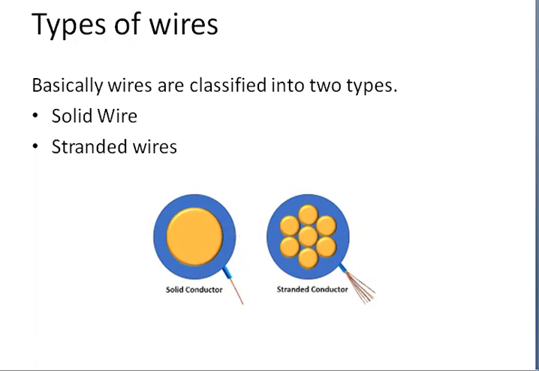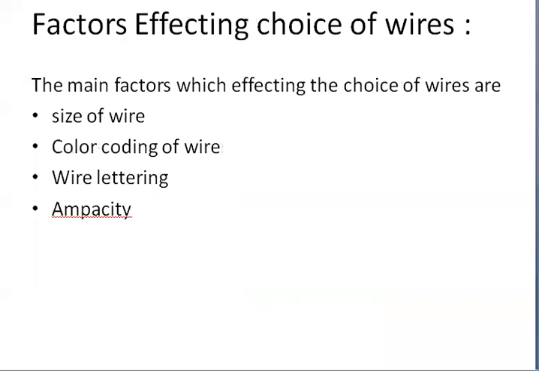Now coming to the factors affecting the choice of wires: size of the wire, color coding of the wire, lettering and ampacity. So coming to the first one, that is size of the wire. Wire gauge is used for measuring the size of the wire, which includes the diameter and length of the wire. And the standard size of the wire prescribed is the American Wire Gauge system, that is also called AWG.